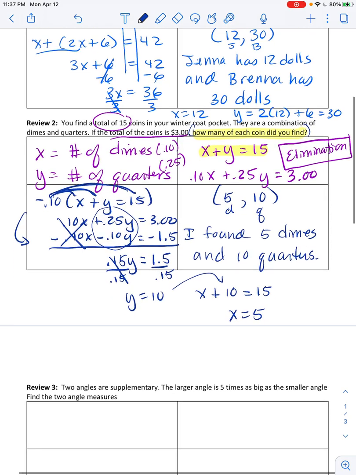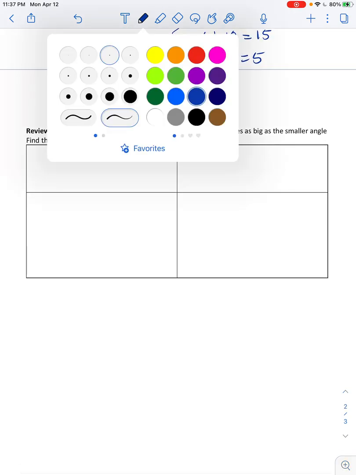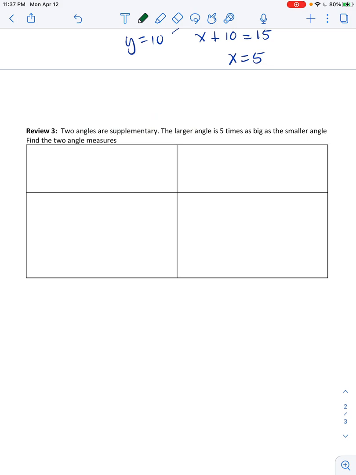Awesome. Well, you should already know what to expect from the third one because the third one's going to be like the third type that we have practiced, and that's the ones that are angles. The two angles are supplementary. Think back to what we learned that means. That means that they total 180 degrees. The larger angle is 5 times as big as the smaller angle. This is telling me to find the two angle measures.